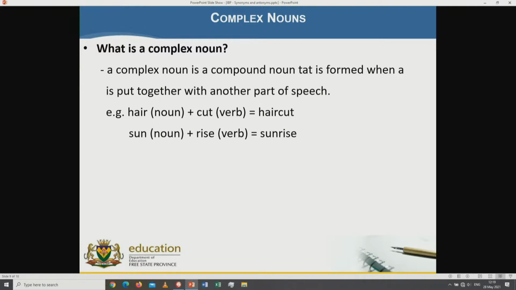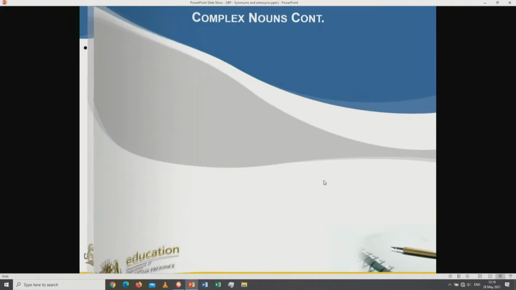Now we have sunrise. In a few seconds, let me give you a chance to come up with your own examples. Just talk a bit with your peer, your friend next to you, and then you'll be able to come up with others. Okay. Now, let me give you this.